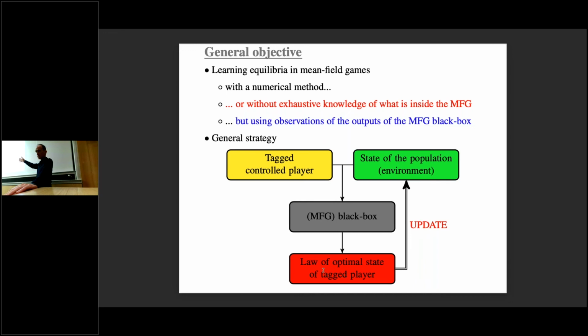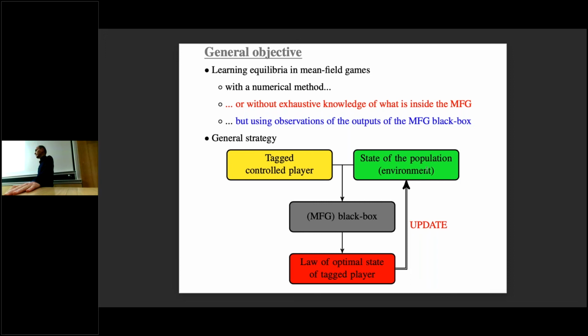So maybe you don't see very well. I want to reach an equilibrium. So certainly I should think of an iterative procedure. So I have an environment. I'm going to tune the yellow box, the yellow player. I put this in the black box. After some procedure, which can be pretty long, I get the output, which is the optimal state given the environment. And then, given the output of the black box, I want to update the state of the environment and redo it again. And I hope that in the end, I will learn an equilibrium, a solution to the MFG.